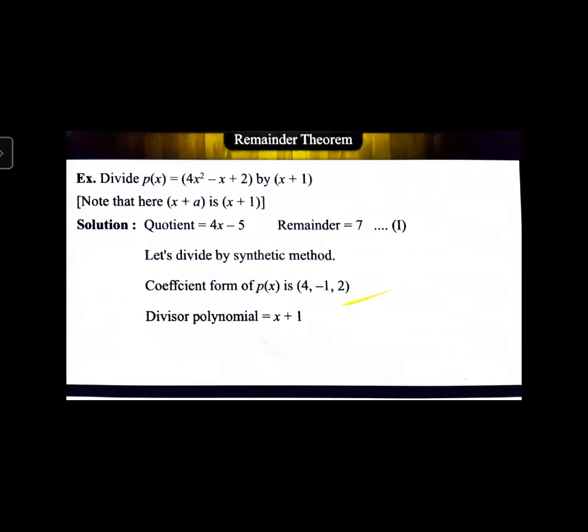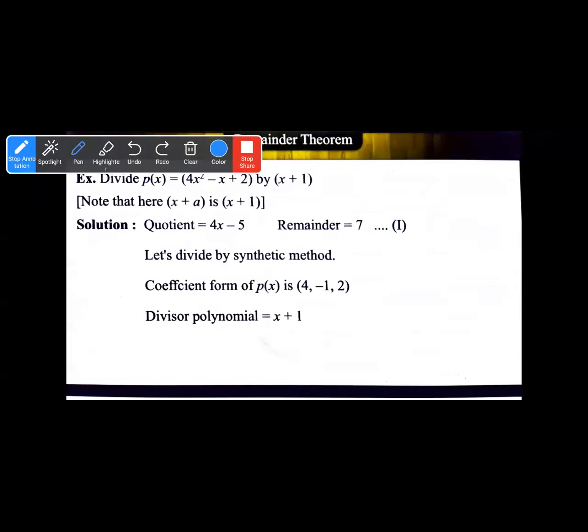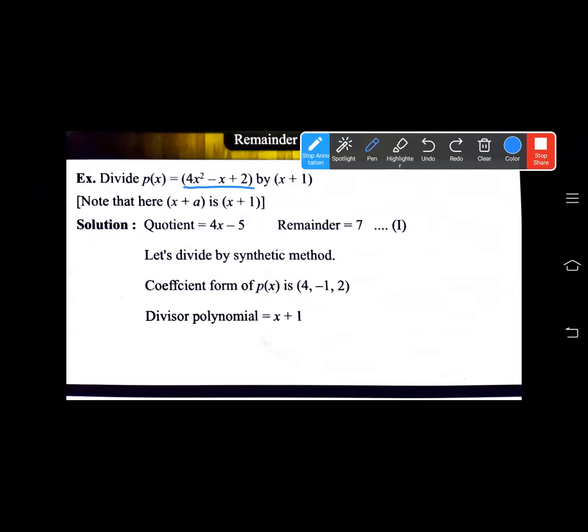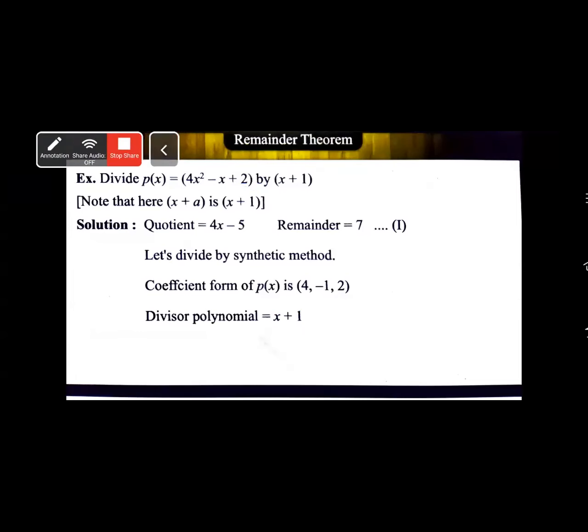Whatever the quotient is, we are just finding the value of the polynomial and correlating it with the remainder. Now, let's divide it by synthetic division also. We need the coefficient form of p of x. Here it is already in standard form: 4x square minus x plus 2. So it will be written as 4, minus 1, 2, and the opposite of plus 1 is minus 1. So we will write it in synthetic division.